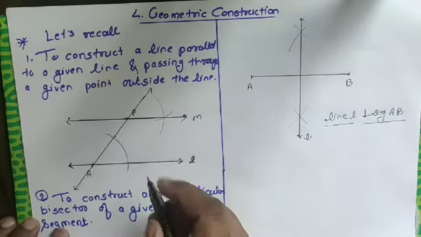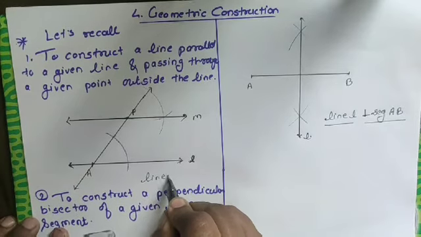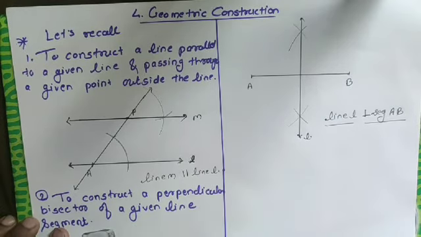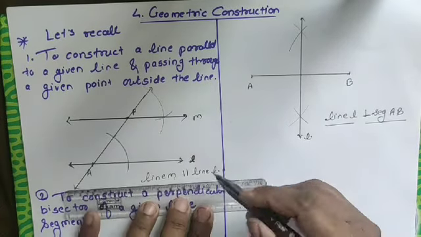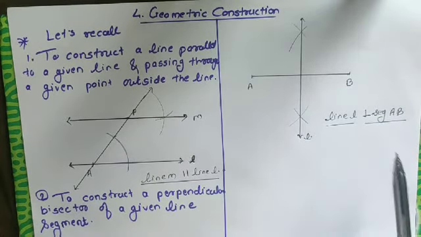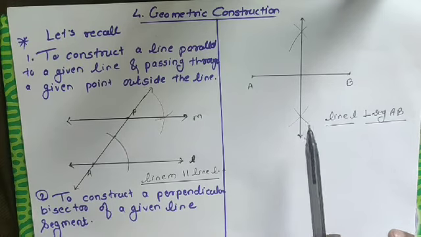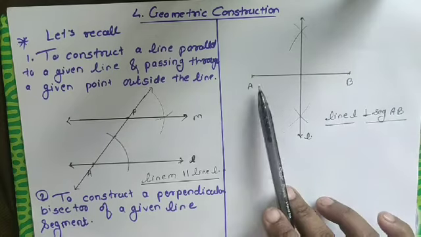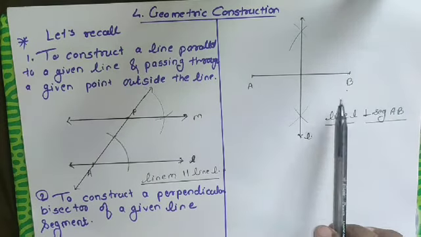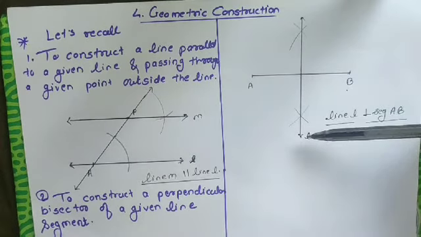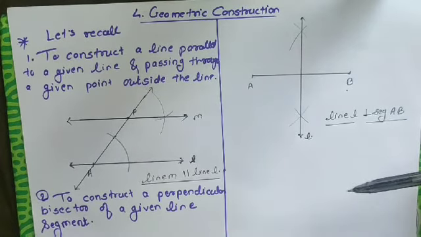And how do we write this? Line M is parallel to line L. So here is the second construction, where I showed you how to draw the perpendicular bisector for a given segment. If they gave you AB equal to 8 centimeter, then you have to take AB as 8 centimeter only, and then draw the perpendicular bisector for it.